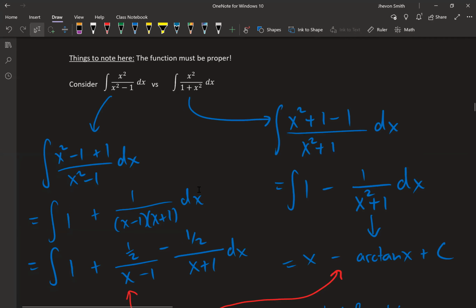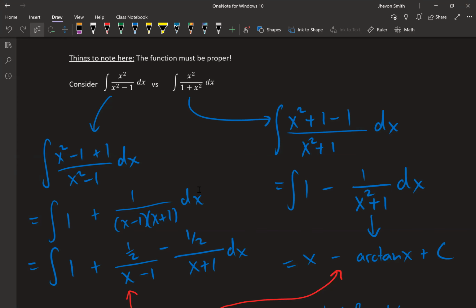Like that? Yeah. In this part, you see the half over x minus 1 subtract half over x plus 1. Shouldn't the halves be switched? Shouldn't a equal positive a half and b equal negative half? Shouldn't it be half ln absolute value of x plus 1 subtract half ln absolute value of x minus 1?